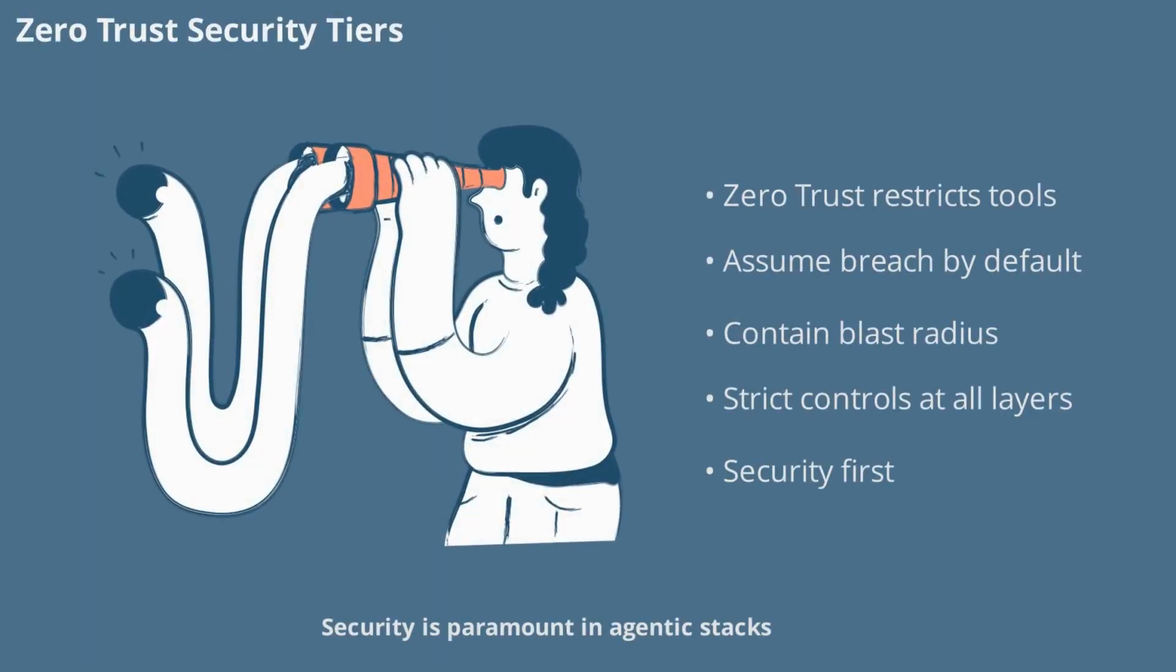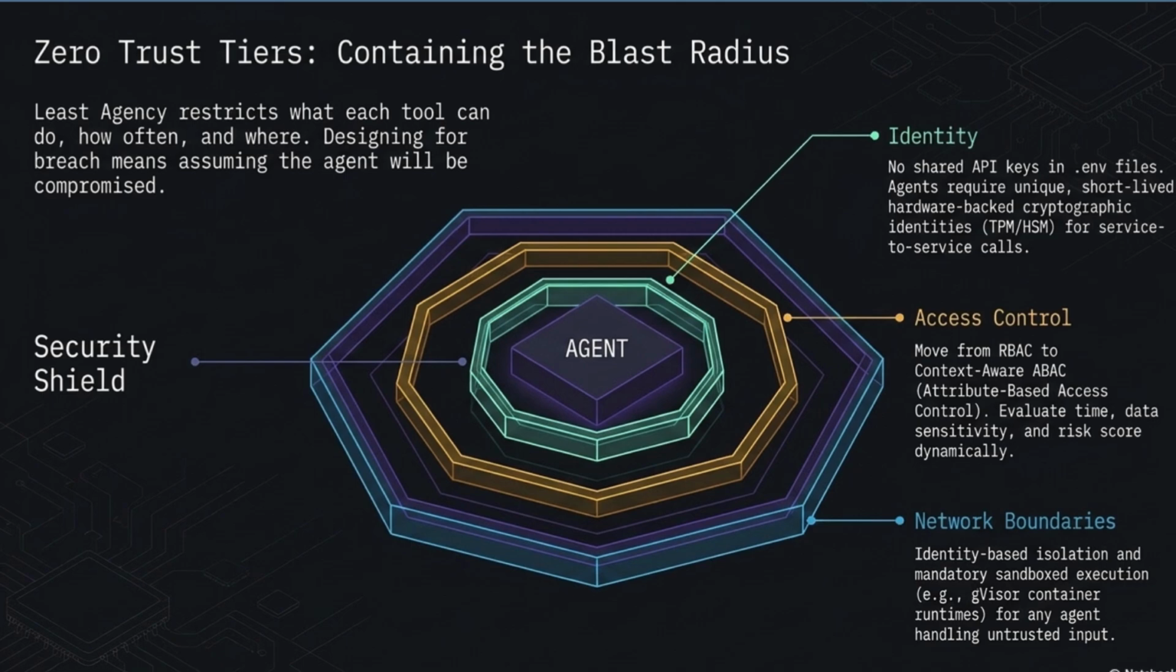Security is paramount in agentic stacks. Zero trust principles restrict what each tool can do, how often, and where. Assume that any agent could be compromised and design your system to contain the blast radius. This means implementing strict controls at every layer, from identity to network boundaries.